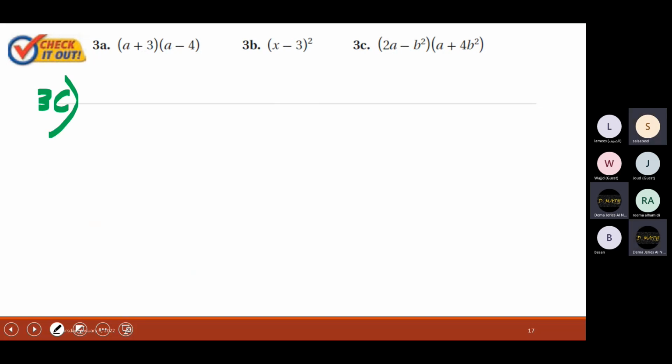Okay. Let's go now to 3c. Here, in 3c, what do you want to use? The distributive way or the FOIL way? In 3c, which method do you prefer to use? The distributive or the FOIL method?